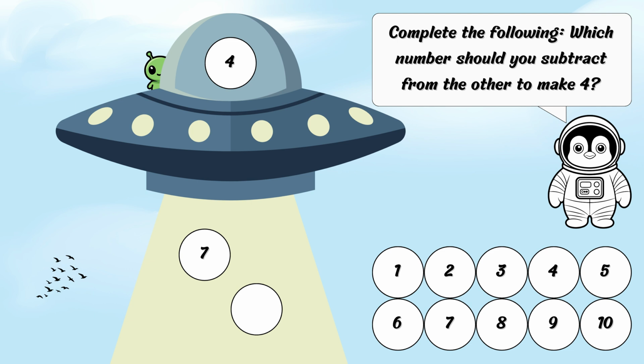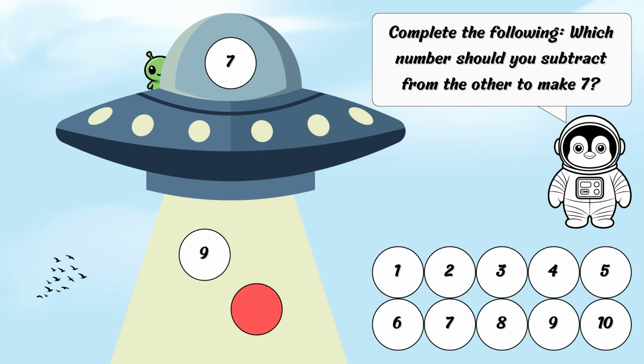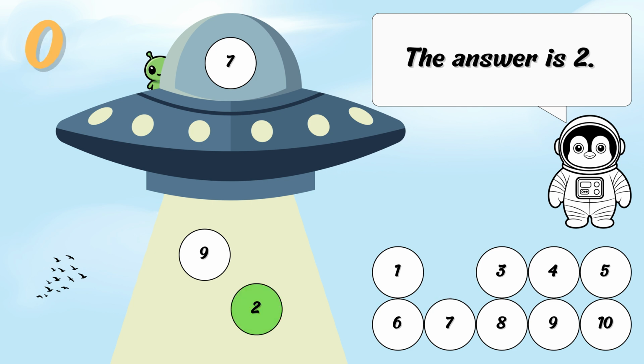Complete the following. Which number should you subtract from the other to make 4? The answer is 3. Complete the following. Which number should you subtract from the other to make 7? The answer is 2.